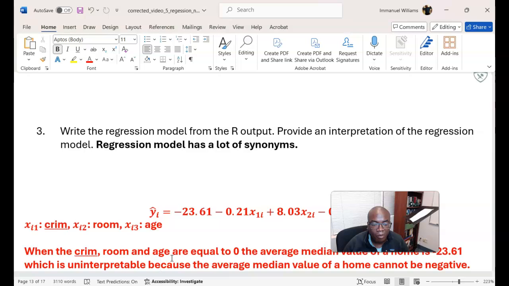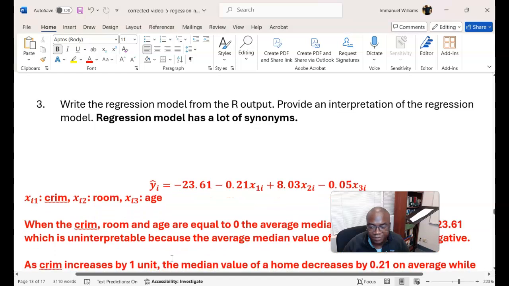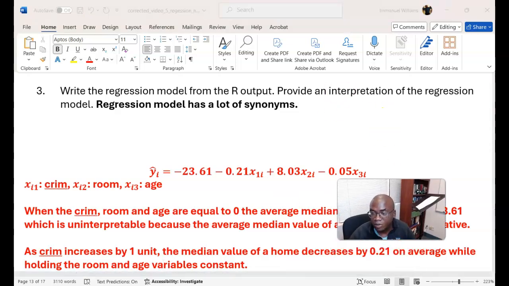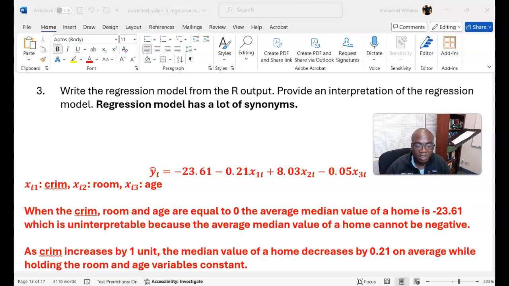That's going to be, as crime increases by 1 unit, the median home value would decrease by negative 0.21 on average. But now you have to say something in addition. On average, while holding room and age variables constant. So you have to hold the other 2 explanatory variables constant when interpreting the regression coefficients. 0.21, negative 0.21.